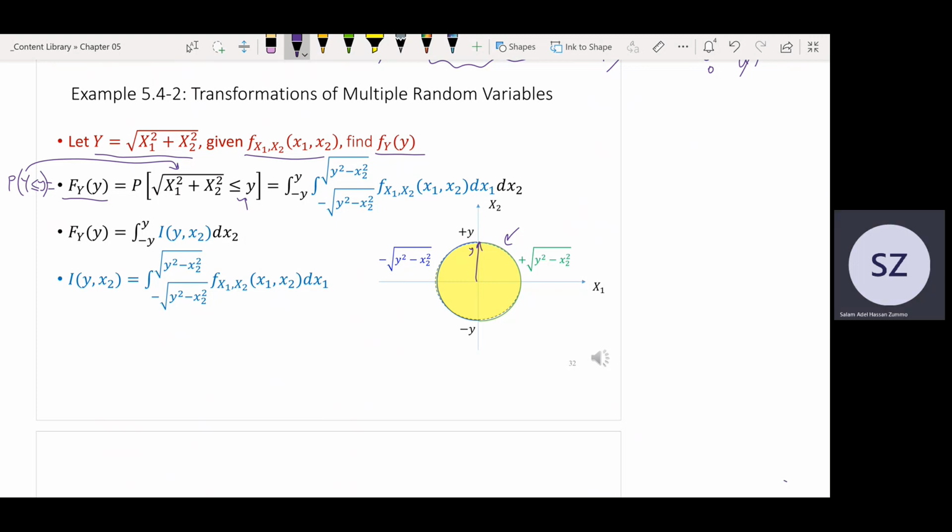So what are we integrating here? We are integrating with respect to x1, from minus this point, which is the square root of y squared minus x2 squared, to this point, the square root of y squared minus x2 squared. This is negative, this is positive. So we are integrating over these two with respect to x1. What about with respect to x2? What are we integrating here? We are integrating from minus y to y.